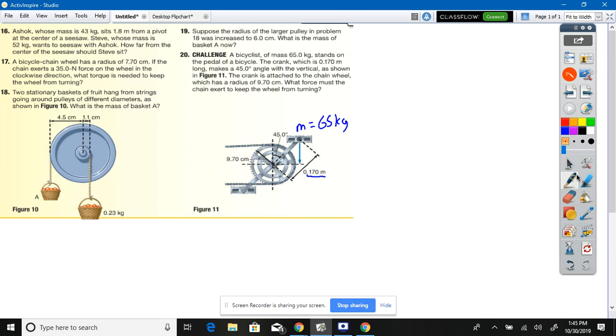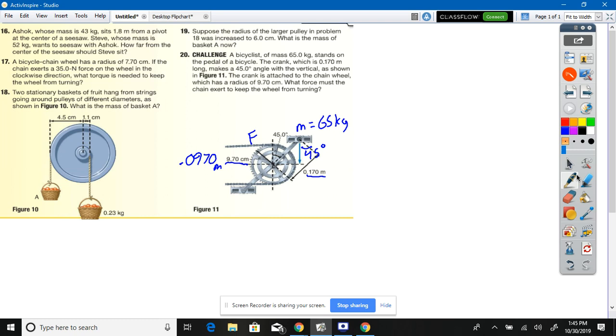So what does that mean? If this angle is 45 degrees, what's this angle right here? That's 45 degrees. Because it's not 90 anymore. What happened? It got reduced. But the wheel right here is 9.70 centimeters. Well, don't we need it in meters? So 0.0970 meters. So what it's asking you is, what force is present between the wheel and the chain?